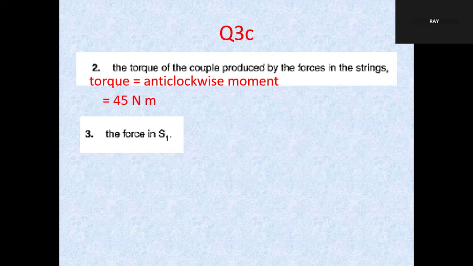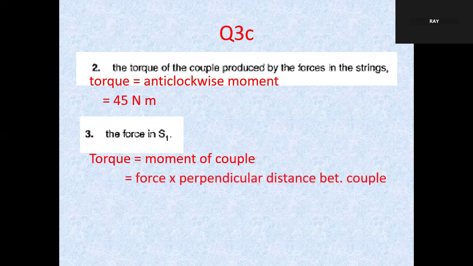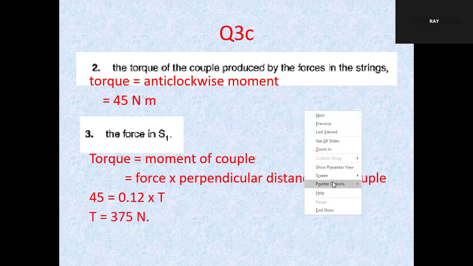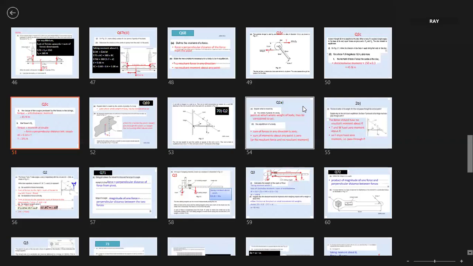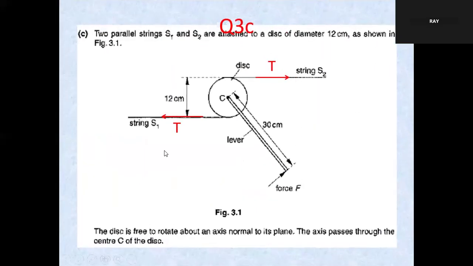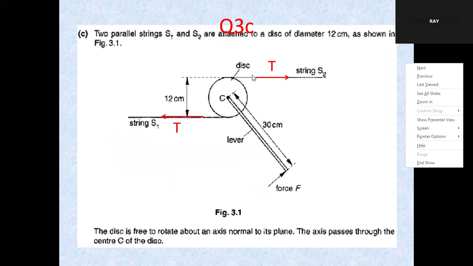The force S1, torque equals moment of couple, force and perpendicular distance between the couple is 4.5 times... Sorry, just to let you see the picture. Change this one to meter, it is 0.12. Okay, there's your clockwise couple, clockwise torque. This is anti-clockwise moment.